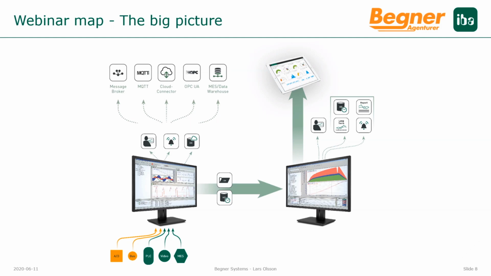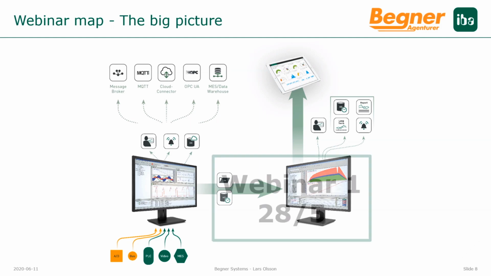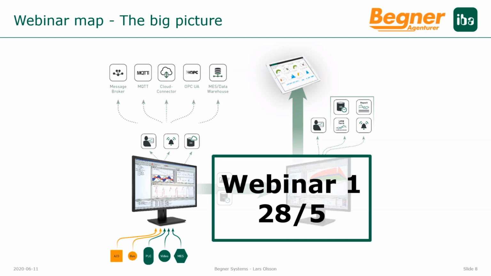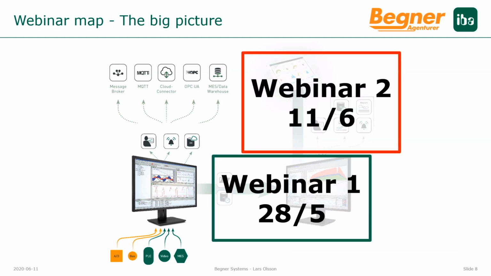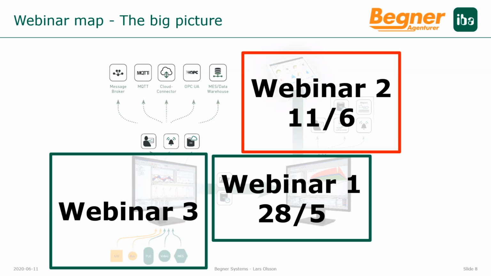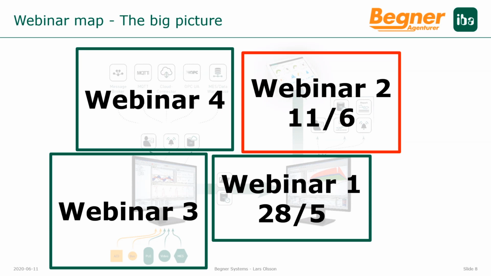And in terms of a webinar map, the first webinar we had 2 weeks ago, we covered the IBA Analyzer part, and now we're here, the red line. Then we have 2 more webinars in mind, partially planned, but not planned to date. We will come back to those later on with the specific invitation and so on.